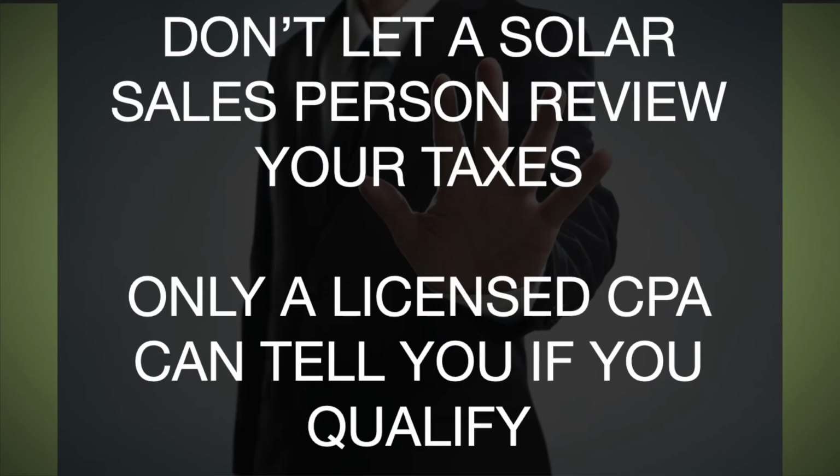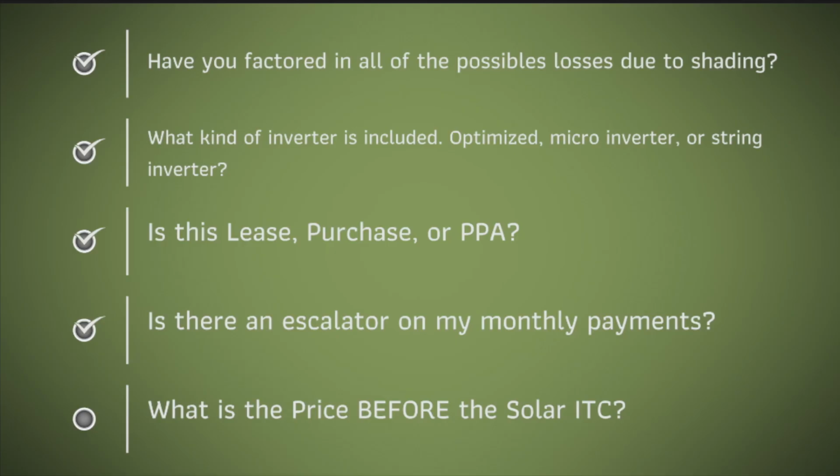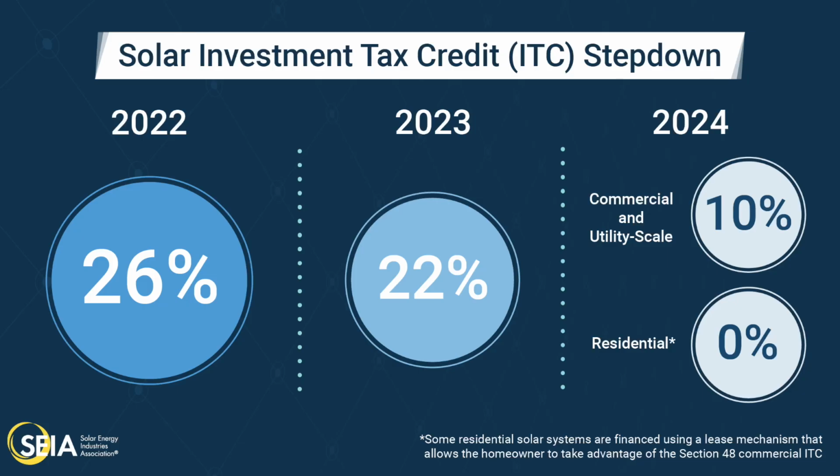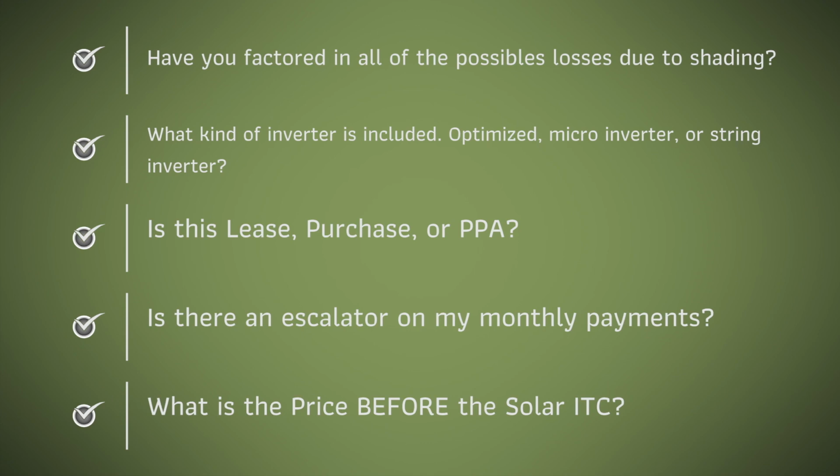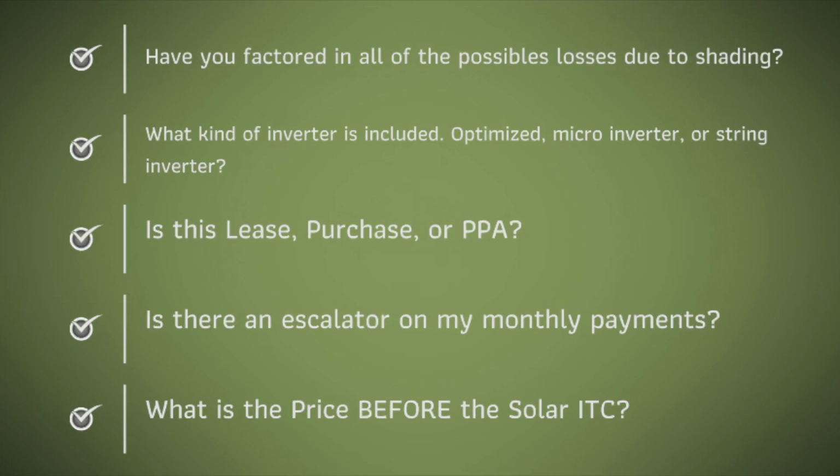Now remember, in 2023, the solar ITC does decrease to 22%, and in 2024, it decreases to 0% for residential and 10% for commercial. So write down these 5 questions and don't forget to ask them on your next solar consultation.